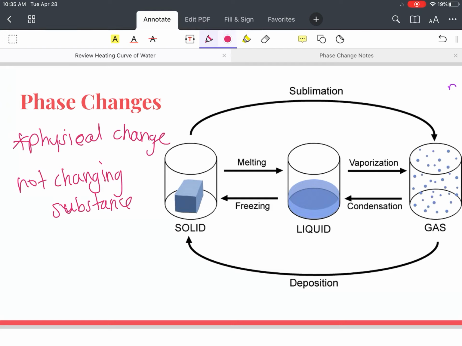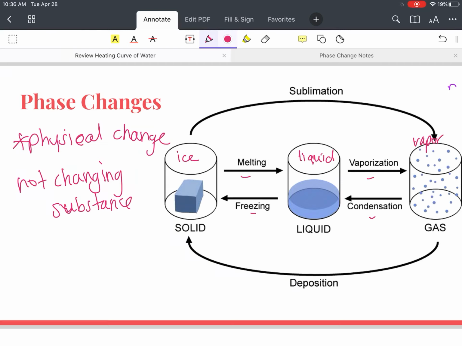For example, if we're looking at water in this picture, this would be solid ice. This would be liquid water, like a water bottle. And then we have actual water vapor. When it's very humid outside, that means there's a lot of gaseous water vapor in the air. You're probably familiar with a lot of these terms like melting, freezing, condensation, vaporization. Condensation is going from a gas to a liquid.